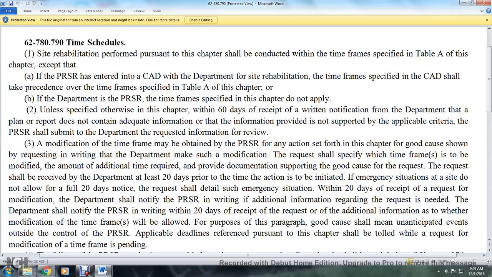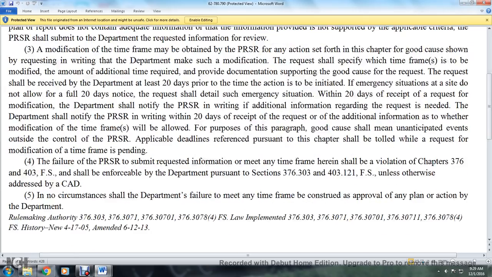Good cause shall mean unanticipated events outside the control of the person responsible for site rehabilitation. The request for modification of the time frame shall not toll the time frame, and failure of the person responsible for site rehabilitation to submit requested information or meet any of the time frames here shall be a violation of Chapter 376 or 403, Florida Statutes, and shall be enforceable by the department pursuant to Sections 376.303 and 403.121, unless otherwise addressed by the cleanup agreement document.